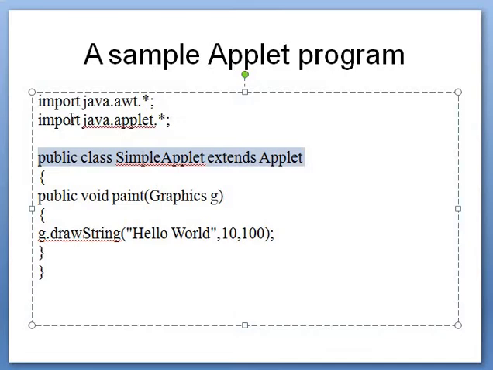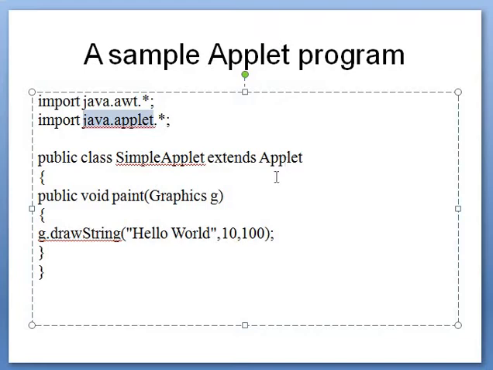The second import statement imports the applet package, java.applet.*, which contains the Applet class. Every applet that you create must be a subclass of the Applet class. See, SimpleApplet extends Applet, so SimpleApplet is a subclass of the Applet class. The next line in the program declares the class SimpleApplet. The class must be declared as public because it will be accessed by code that is outside the program.